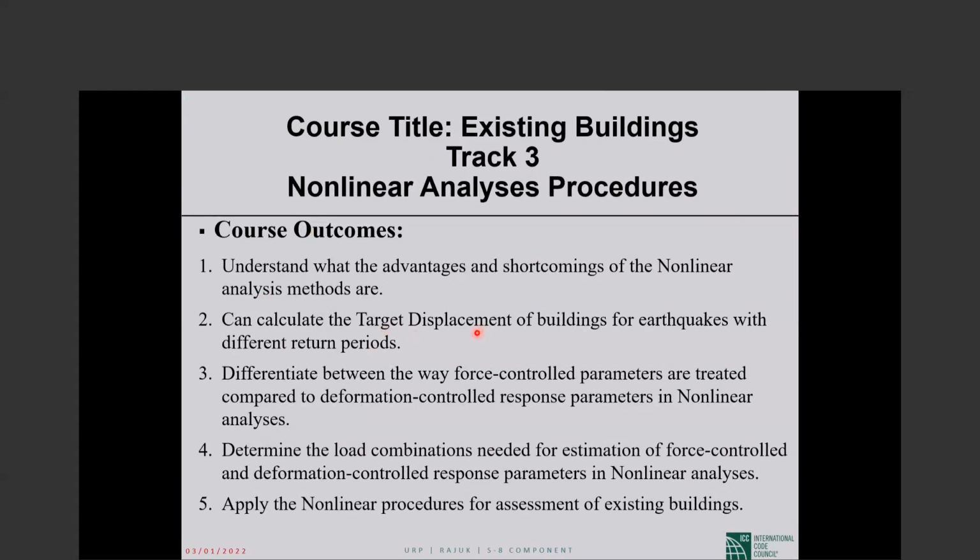We got some familiarity with calculation of target displacement for buildings. So when we look at a building and we want to evaluate it, we see force control actions, deformation control actions, and now we differentiate between them. And now we know who are friends, who are enemies. Determine the load combinations. Now, force control and deformation control are almost the same. And in general, we know how to apply the procedure.